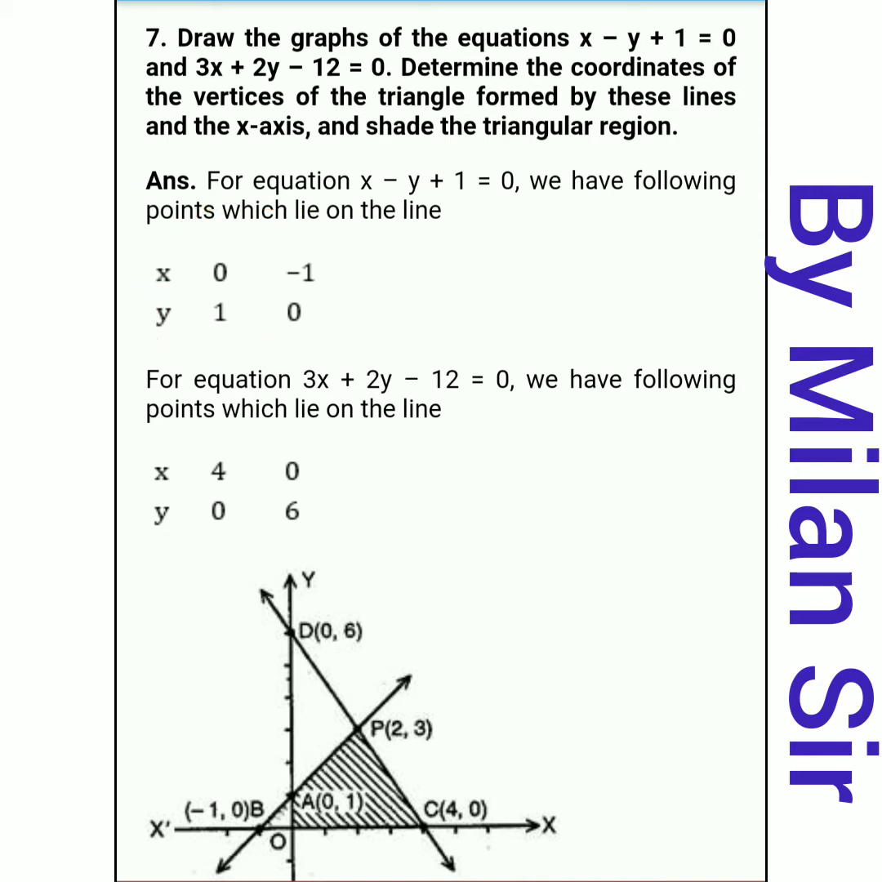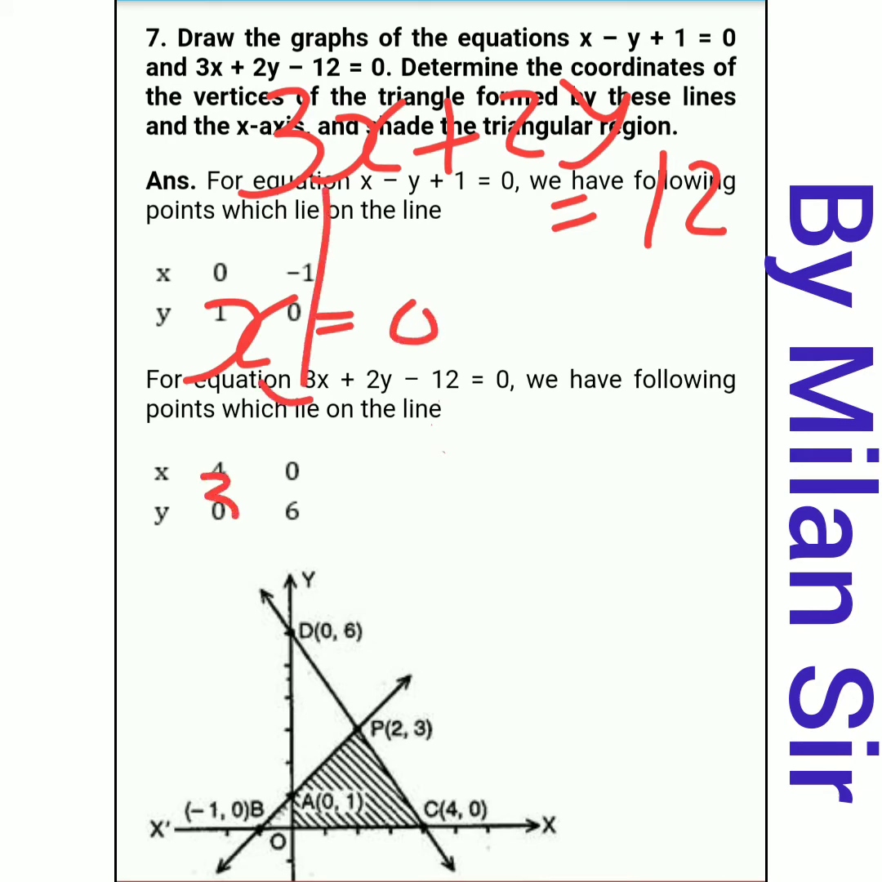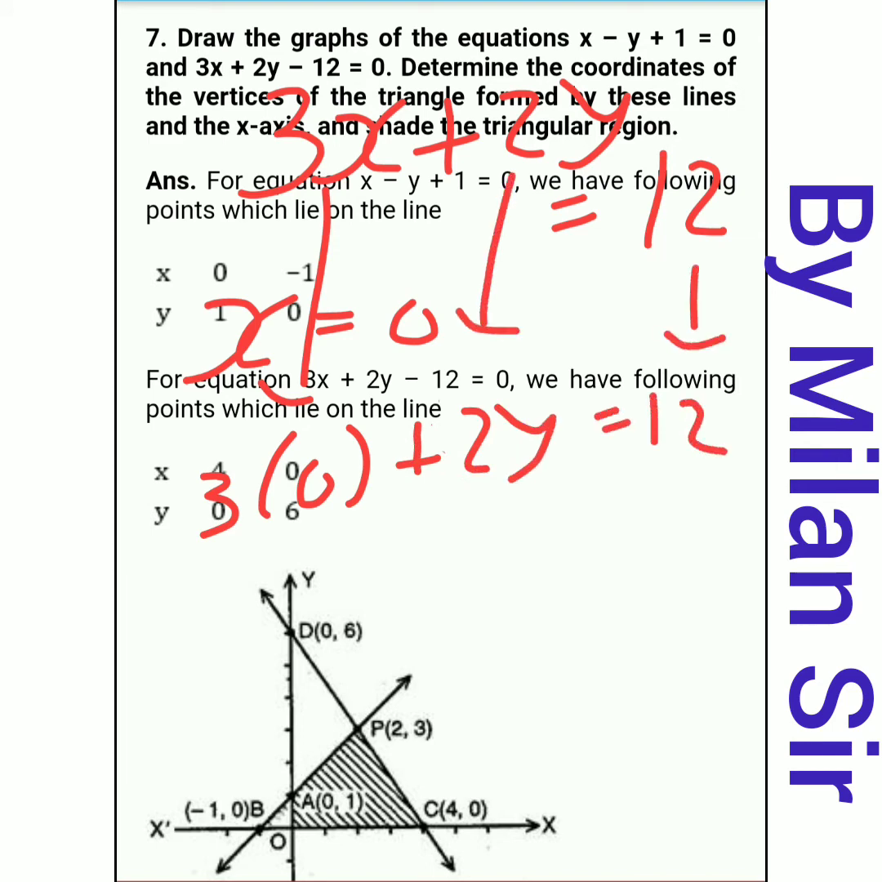Okay, then the second equation. The second equation is 3x plus 2y minus 12 equals 0. So I can write it like this: 3x plus 2y, transfer this minus 12 to the right hand side, it becomes plus 12. Okay, then put x equals 0. So here 3 into 0 plus 2y equals 12. Now 3 into 0 is 0, so I ignore this.